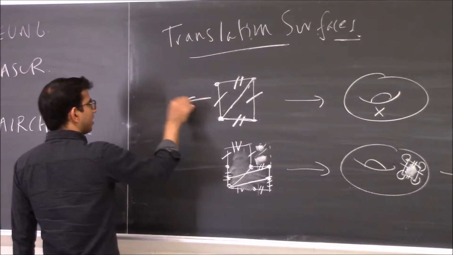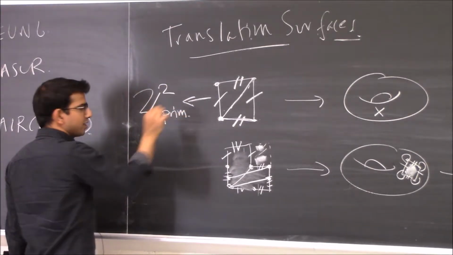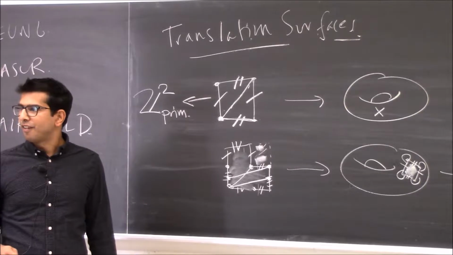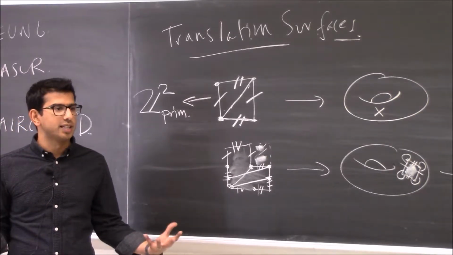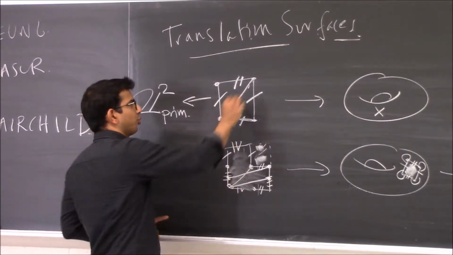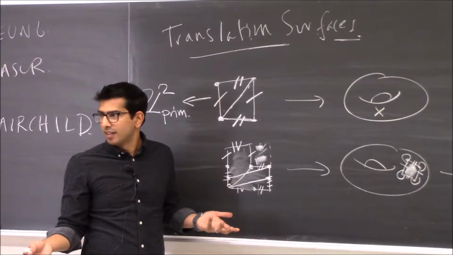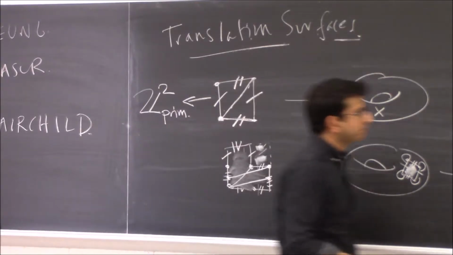Here, the set of saddle connections corresponds to the set of primitive vectors in Z^2. So a vector is primitive if its coordinates are relatively prime. The reason you don't get all integer vectors, of course, is if you were to look at, say, (2, 2), (2, 2) is just wrapping around this thing twice instead of going once.